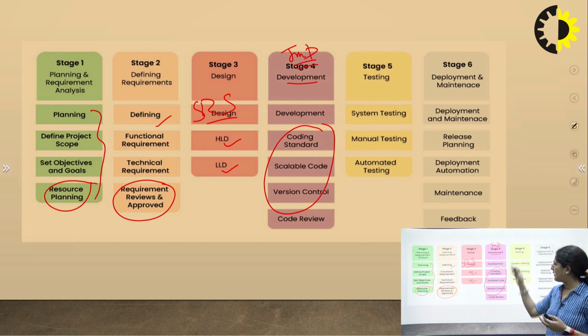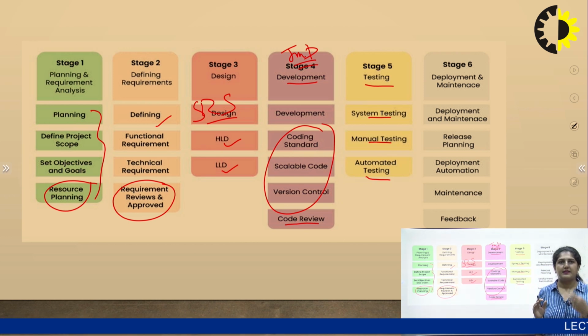Then at the last, we also review our code. Then in stage 5, there comes testing. We will do 3 types of testing here. Firstly, there will be system testing. Then there will be manual testing. And then there will be automated testing. We will briefly understand all these steps in further slides.